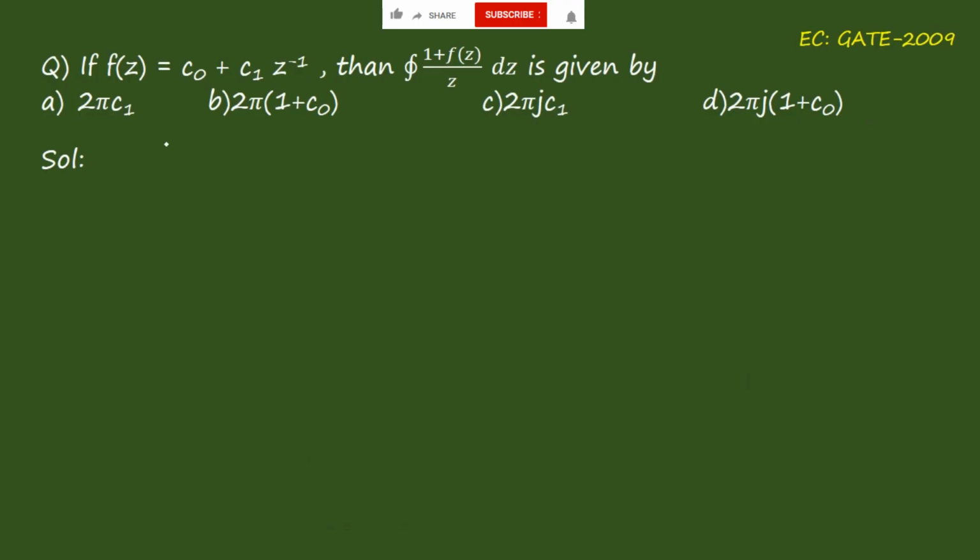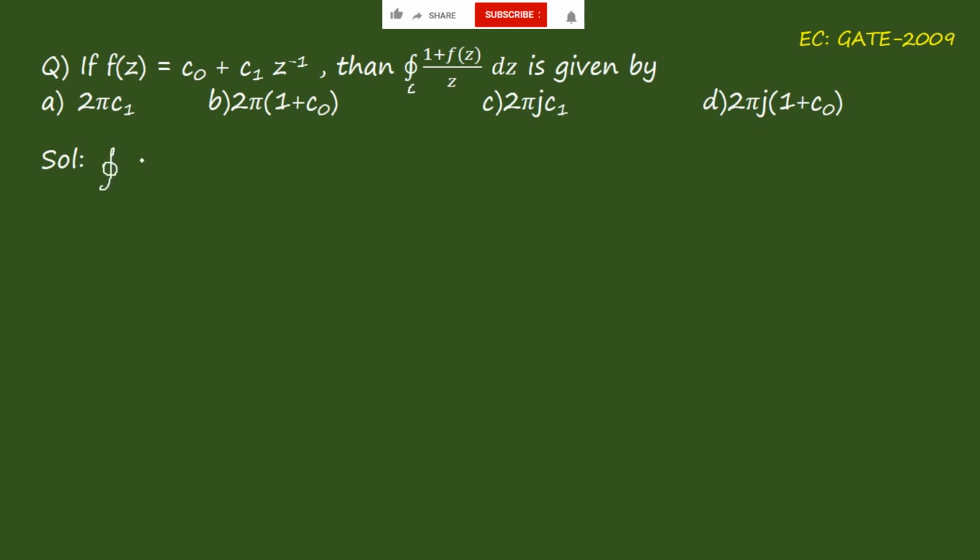Now coming to the next question. The question is: if f of z is equal to c naught plus c1 z inverse, then the integral over the closed curve of 1 plus f of z by z dz is given by? Okay, we have to find this. For this one, you have to use Cauchy's integral formula.